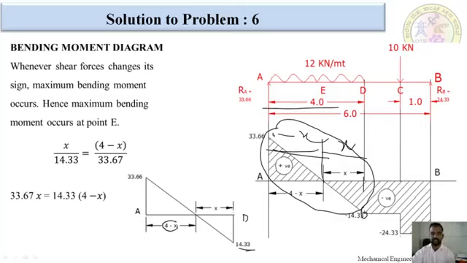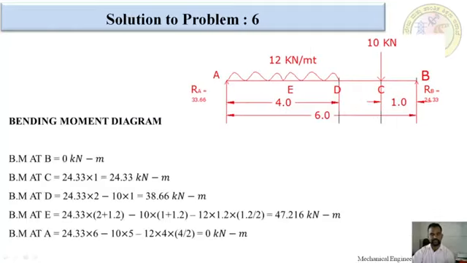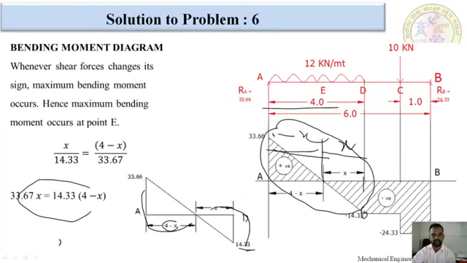By the similar triangles method, this into this divided by this into this. X divided by 14.33 is equal to 4 minus X divided by 33.67. By calculation we will get the X value as 1.2. We got the X value as 1.2. This value is up to here, this value is 1.2.